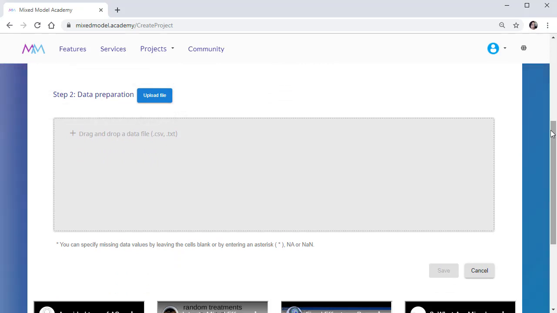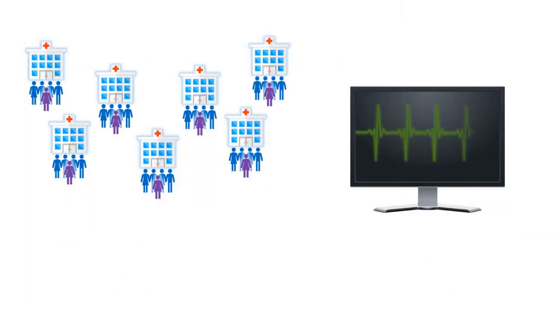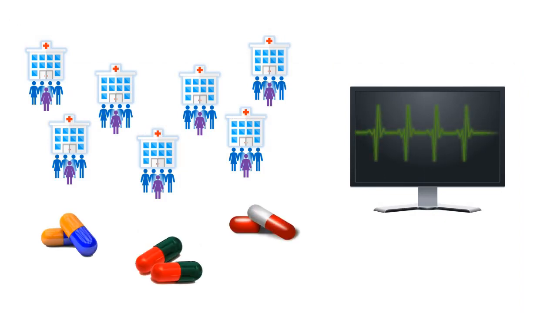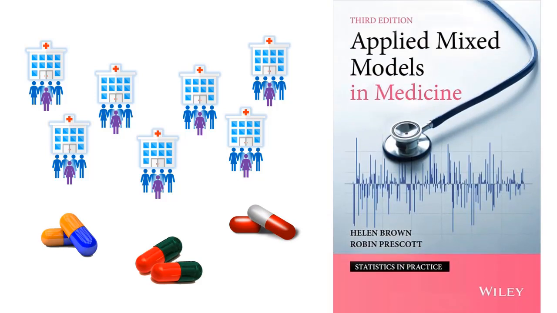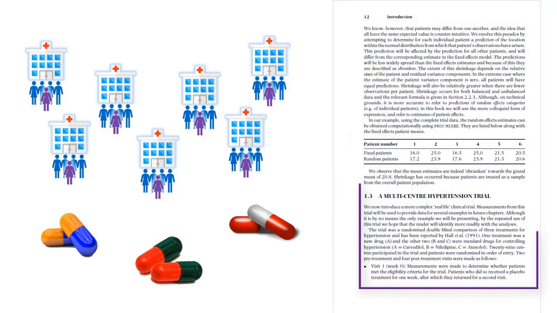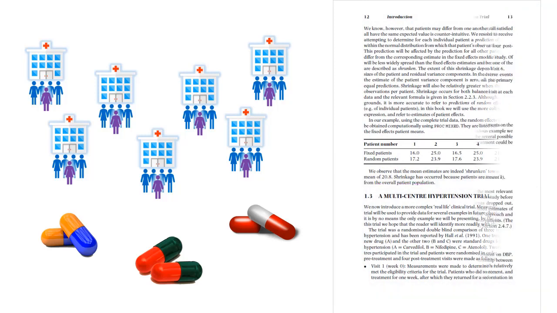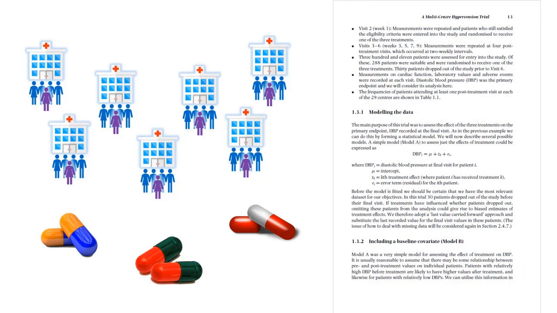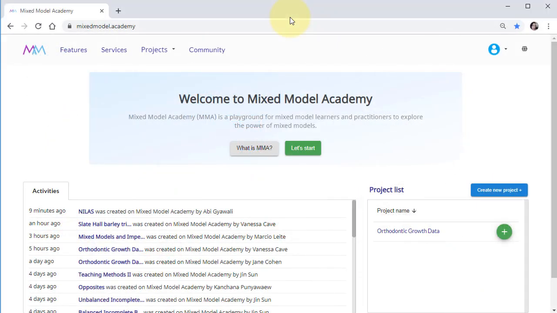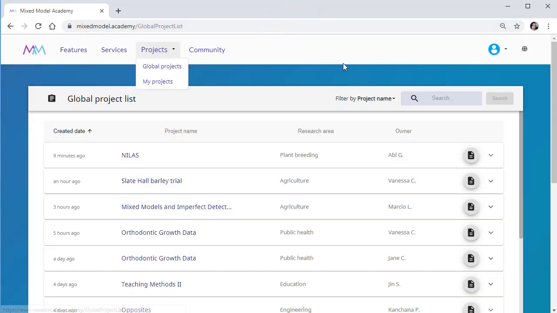I'm going to create a project to analyze a repeated measures dataset from a multi-center clinical trial to compare 3 drugs for controlling hypertension. You can learn more about this dataset and its analysis in Brown and Prescott's book, Applied Mixed Models in Medicine. If you want to follow my steps in MMA, you can download the data from the Multi-Center Hypertension Trial project.